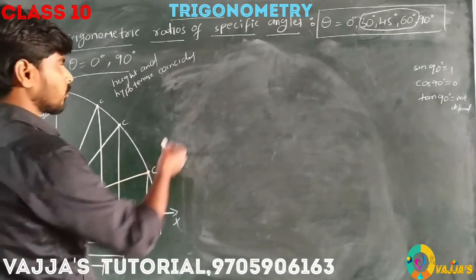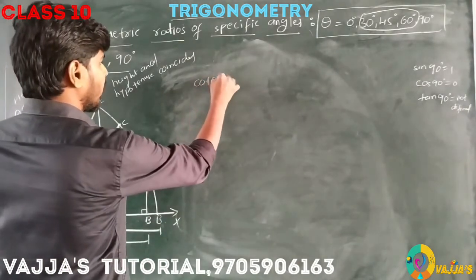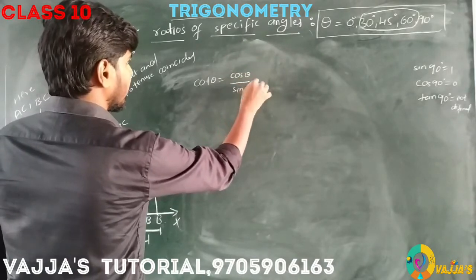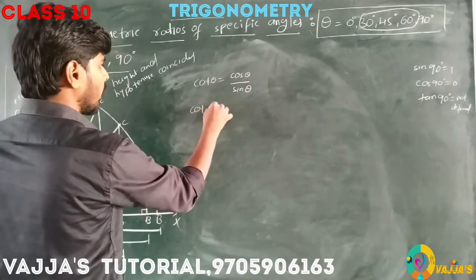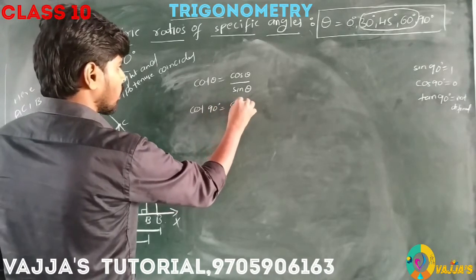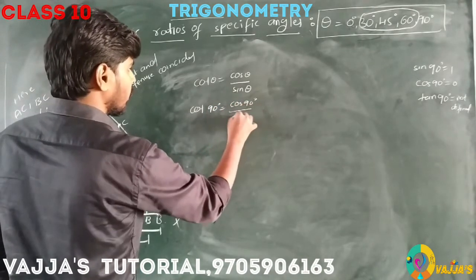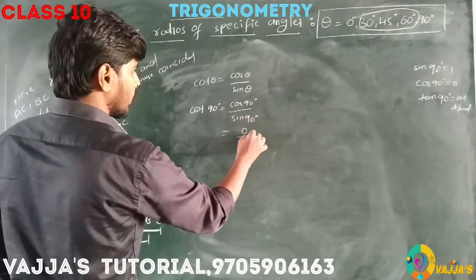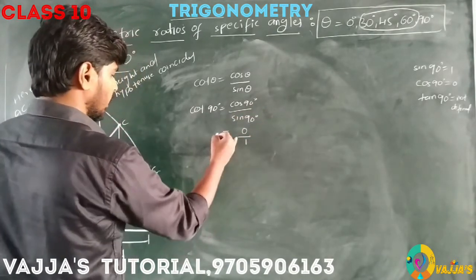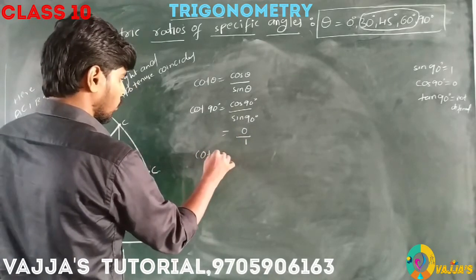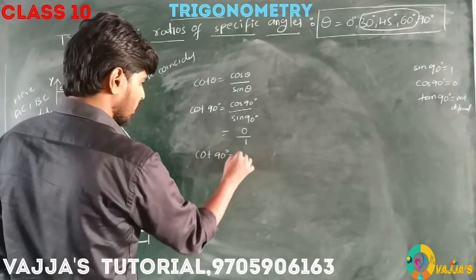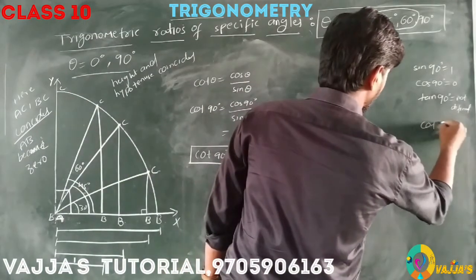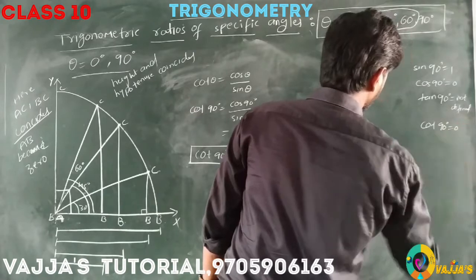Next, cot theta equals cos theta by sin theta. Cot 90 equals cos 90 degrees by sin 90 degrees. What is the cos 90 value? It is 0. Sin 90 value is 1. It is 0 by something, 0. Cot 90 degrees value is 0. Write down here. Cot 90 degrees is 0.